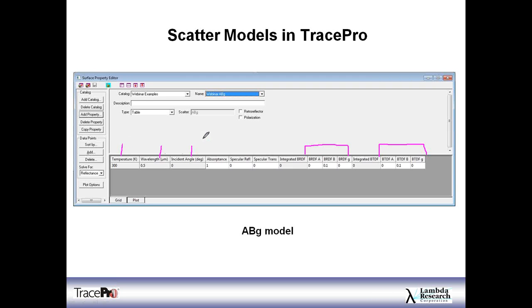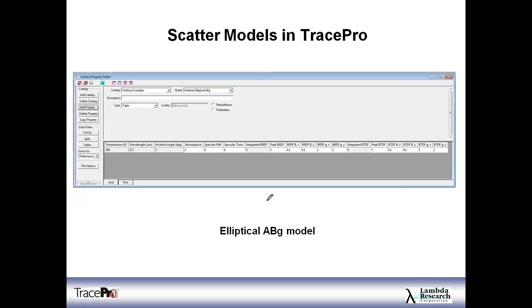So if you have a material where the scattering varies as a function of incident angle or as a function of wavelength, you can add those definitions here. If you have the measured data, fill out this property. You can add in different lines using the add and delete, add data points here on the side.